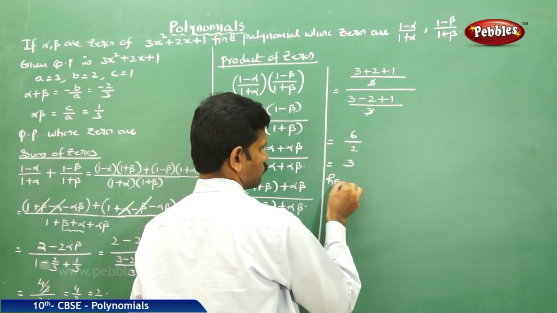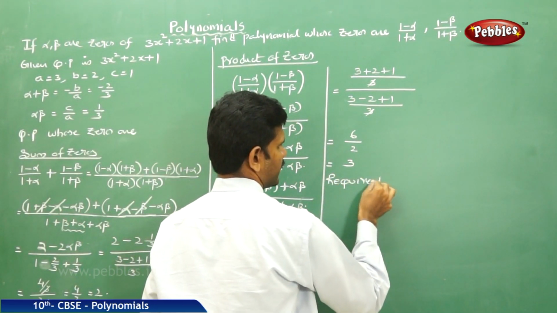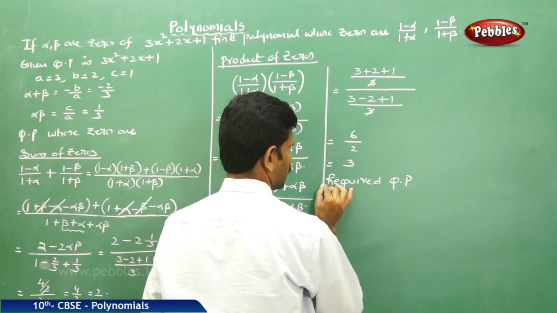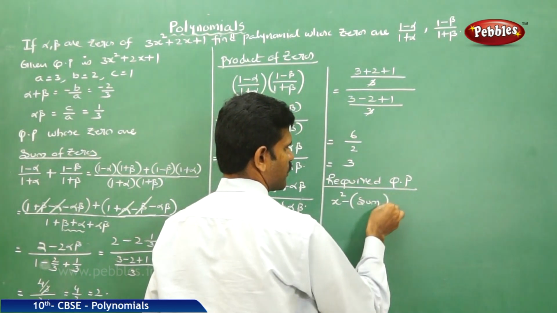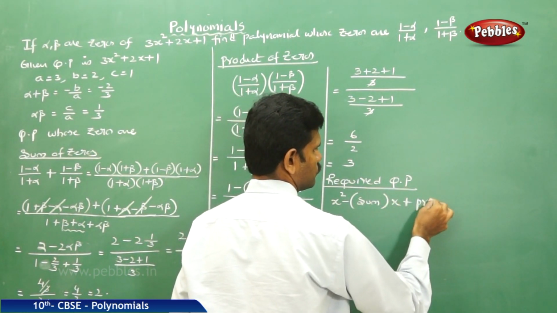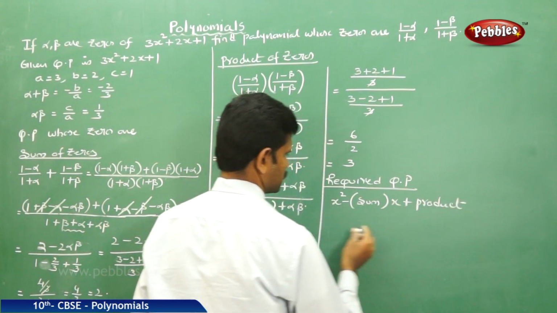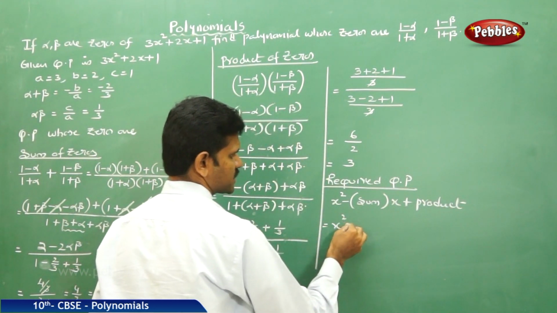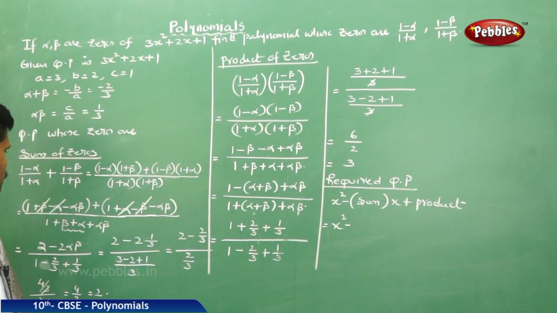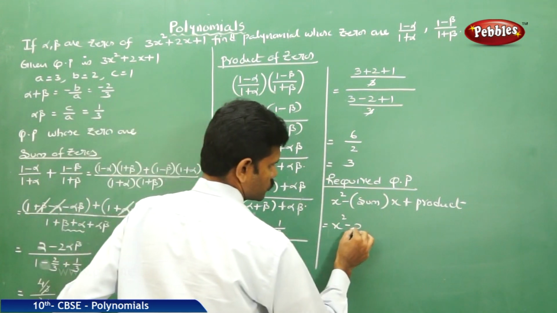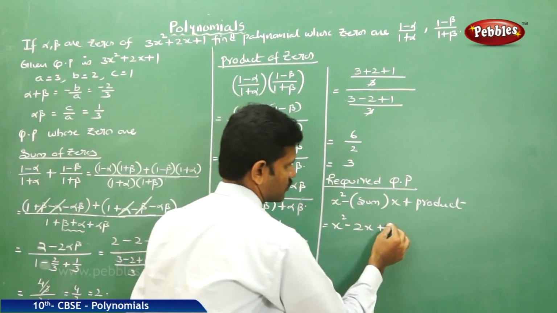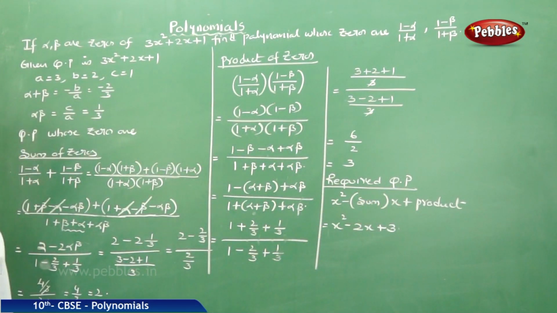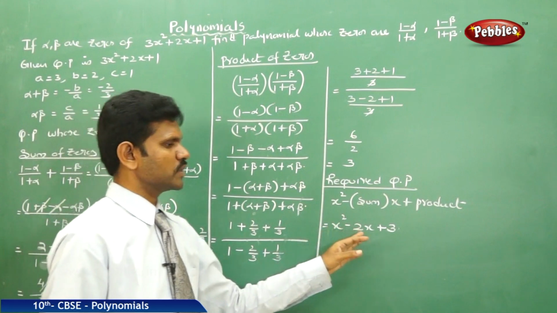Therefore the required quadratic polynomial is x square minus sum of zeros into x plus product, that is equal to x square minus sum of zeros, the answer is 2x, the product of the zeros simplification is 3. Therefore the required polynomial is x square minus 2x plus 3.